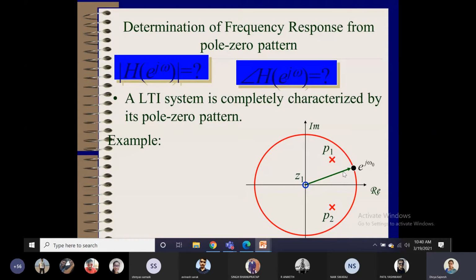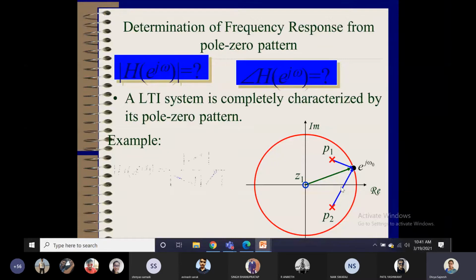Now we need to take the distance of the poles P1 and P2 to this point on the unit circle. So let that blue line indicate the distance of the pole P1, and P2, we have one more pole also. Let us indicate it with another arrow. So there are three distances measured, that is one of the zero and two poles. So this is a graphical method of finding out the magnitude and the phase response with the help of the zeros and the poles.